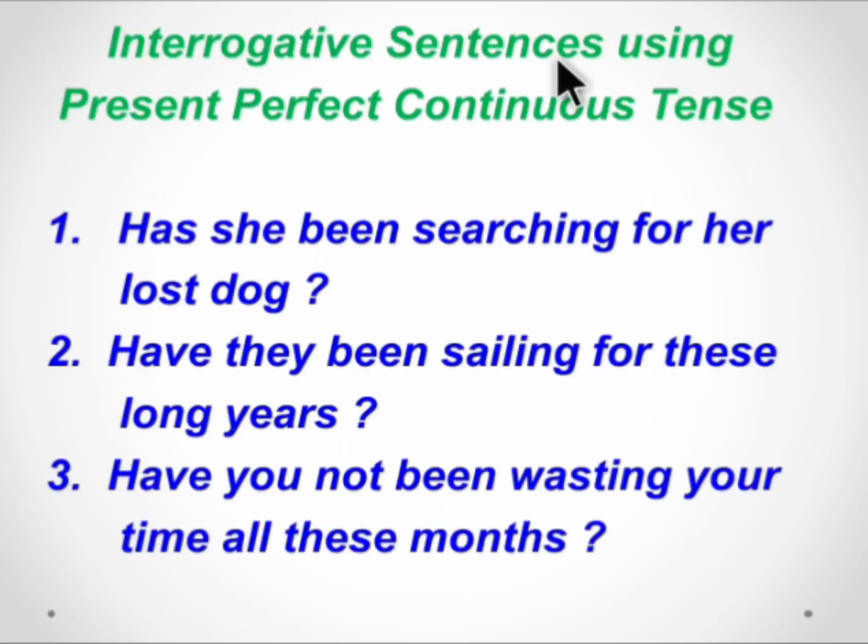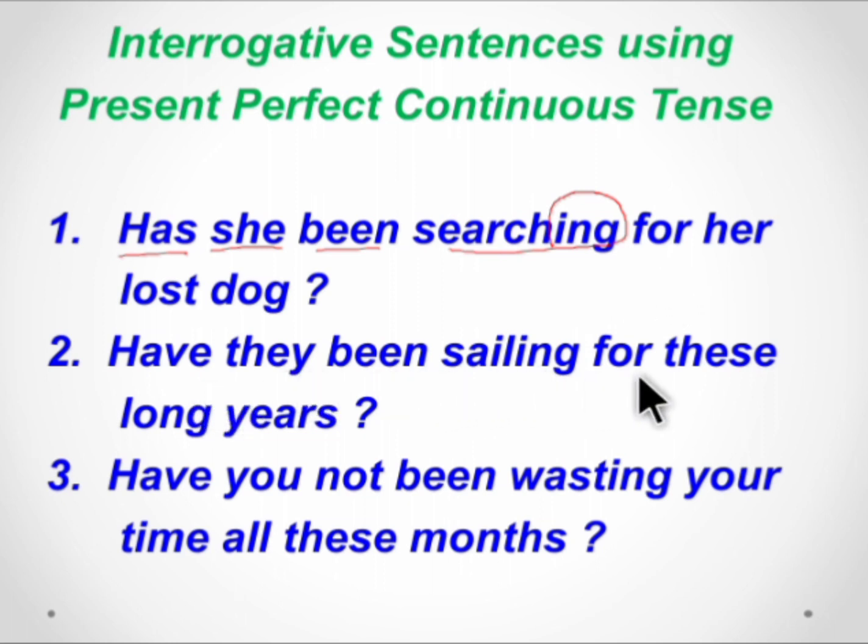Now interrogative sentences using present perfect continuous tense. Has she been searching for her lost dog? So since she is the subject, it is singular, so has is used. Been is the be form of verb and searching, this is the ing verb.